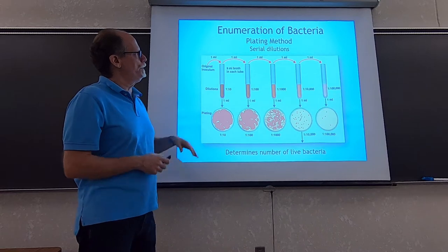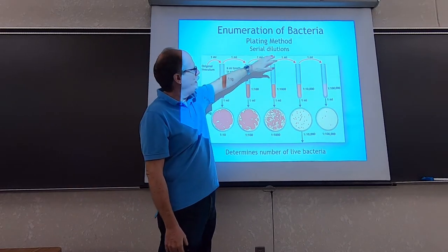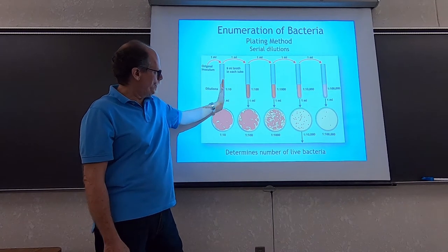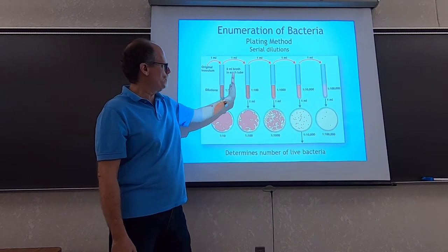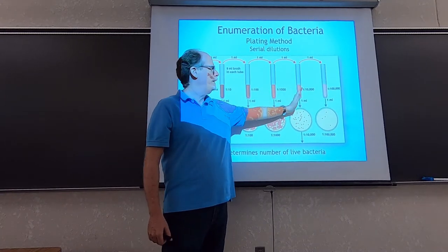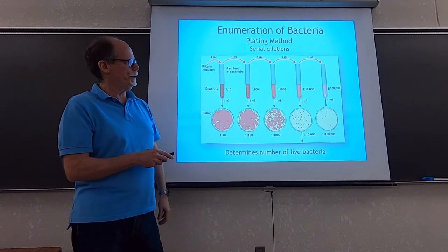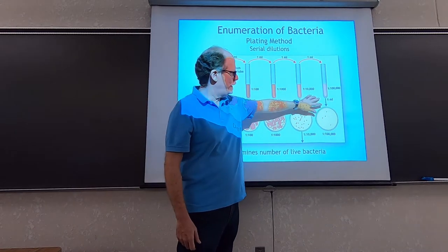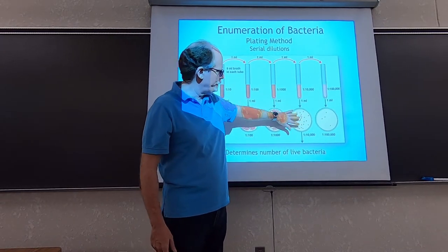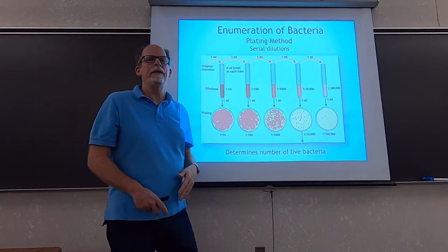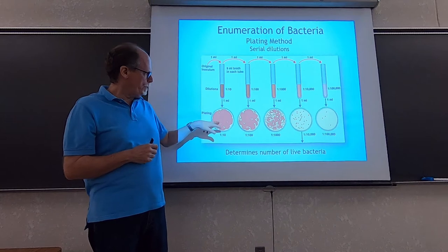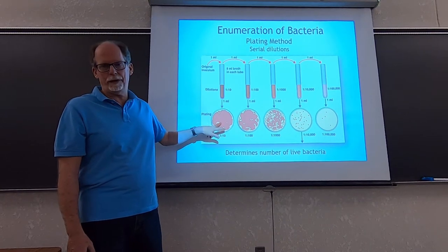Another way of doing it is called the plating method, where you do what are called serial dilutions. So you take the original inoculum, you dilute it 1 to 10, then you dilute this 1 to 10 to get 1 to 100, then 1 to 10 again to get 1 to 1,000. And then you put a mil or so of the liquid media on the plate, a mil of this on the plate, a mil of that, and then you let the plates grow. If there's a bacteria left on the plate, it grows into a colony.